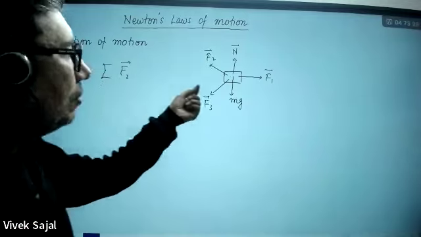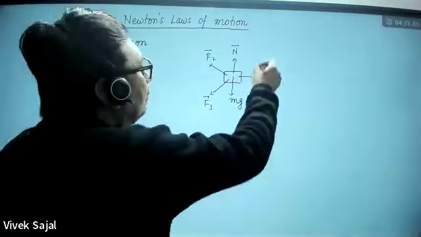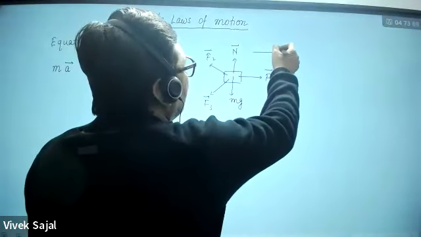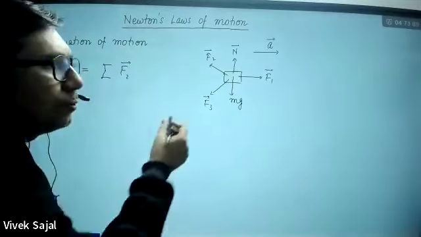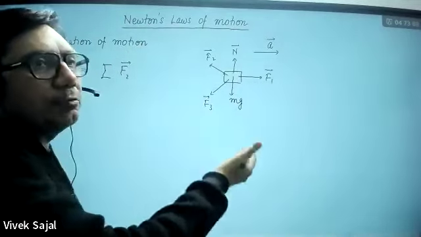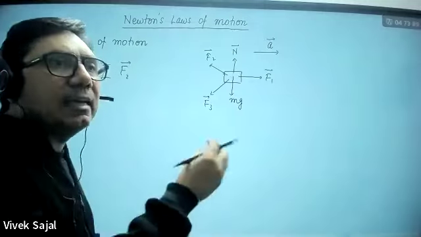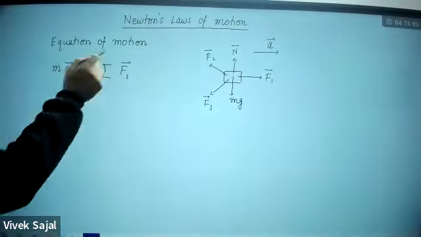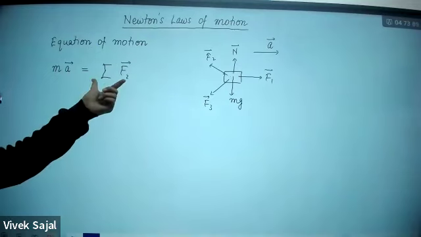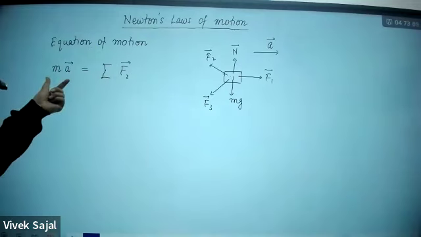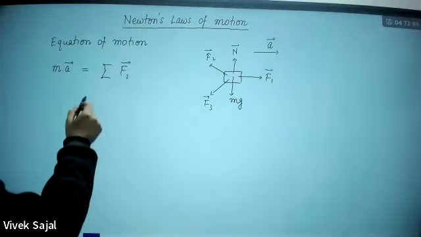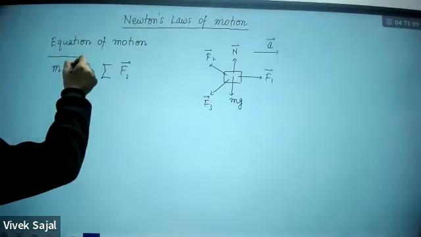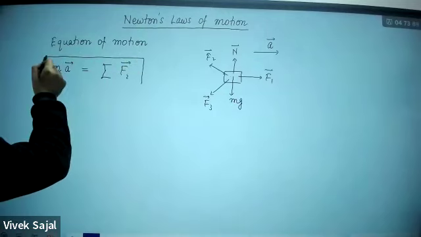By applying all these forces on this block, there will be some acceleration. I don't know in which direction, but I'm writing here, suppose an acceleration A is produced. This cause and consequence relation between the force and the acceleration is represented by the equation of motion. This is the source or cause, and this is the result, causing an acceleration in the object on which these forces are acting. So this is called the equation of motion.